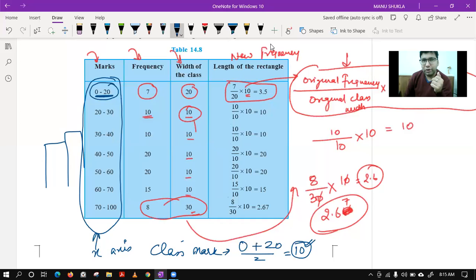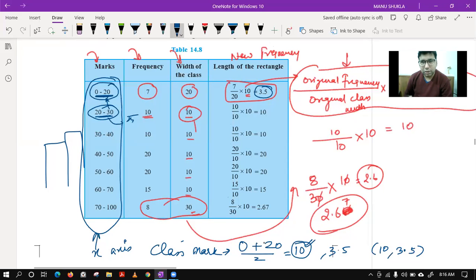So tell me, if 10 is the value of x and 3.5 is the y portion, then the coordinate becomes 10 comma 3.5. You can easily locate this point on the plane. Similarly, this class interval will give you a class mark of 25. Sorry, 20 plus 30 is 50, upon 2 it will give you 25, and you will similarly find that point, and then you can locate the things.